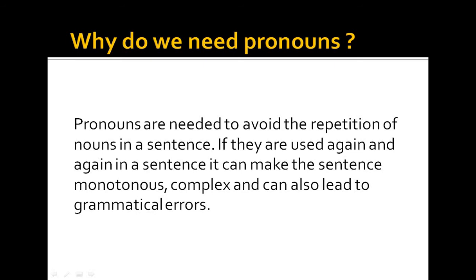Why do we need pronouns? Pronouns are needed to avoid the repetition of nouns in a sentence. If they are used again and again in a sentence, it can make the sentence monotonous, complex, and can also lead to grammatical errors.